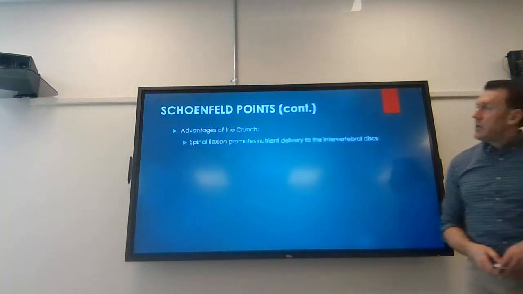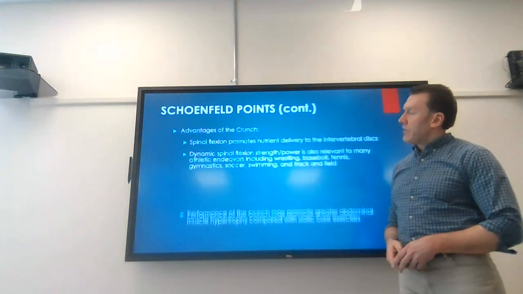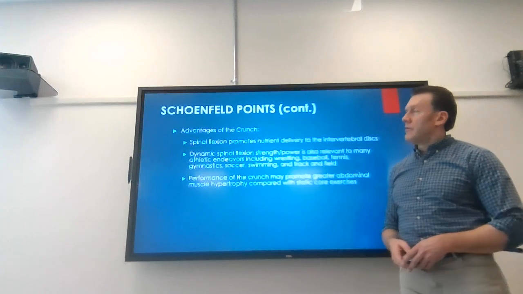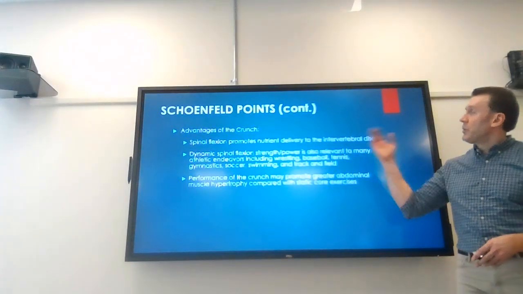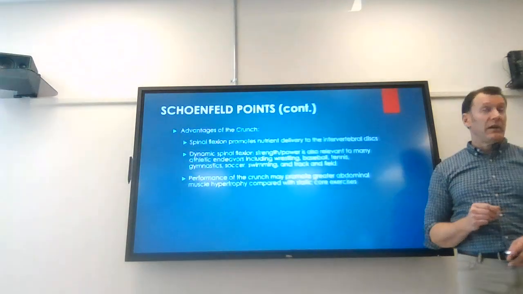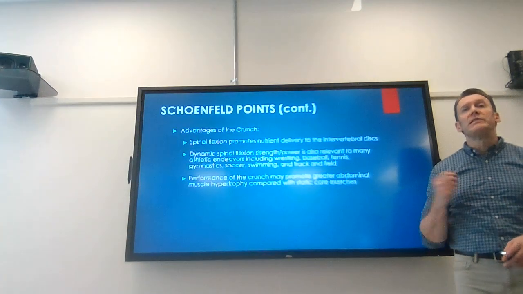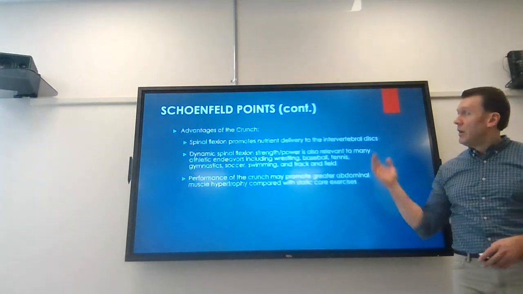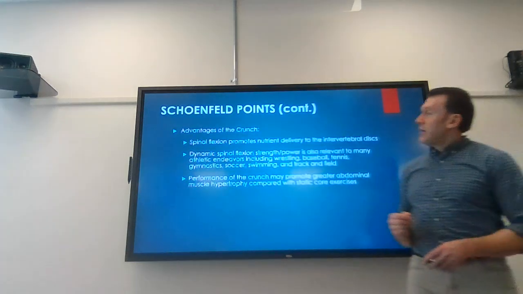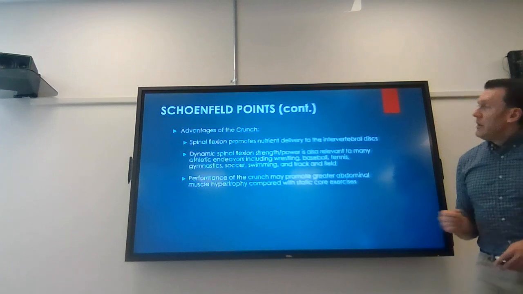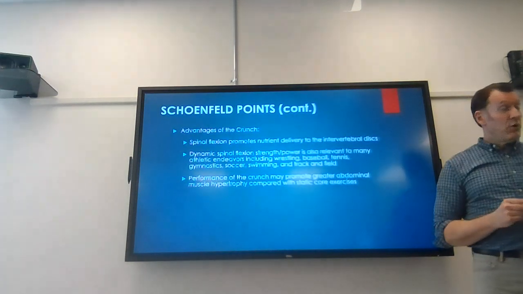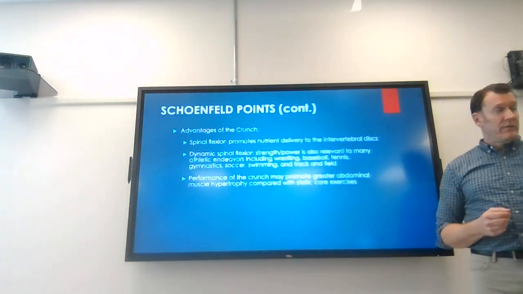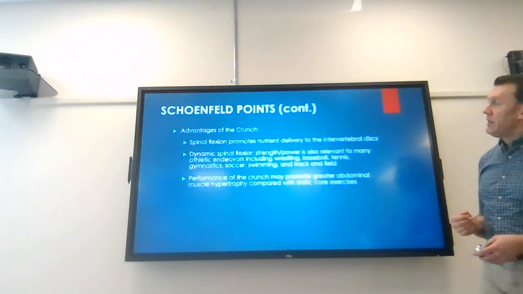So then he goes in and points out three advantages of the crunch. So spinal flexion promotes nutrient delivery. Okay, so nutrient delivery is important. Movement is important, okay, because the discs have a very poor blood supply, so that's important. Dynamic spinal flexion, strength and power is relevant to many sports, is his next point. Okay, so yeah, that's a fair point.